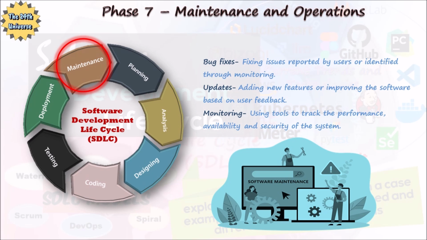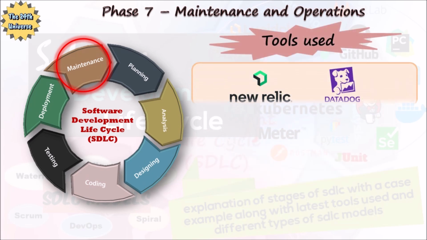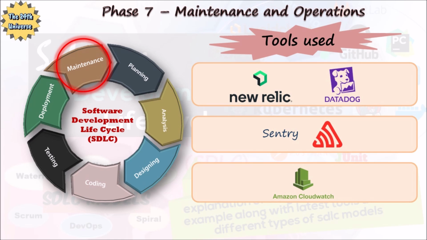of the system. The different tools used here are New Relic or Datadog for performance monitoring, Sentry or LogRocket for error tracking, AWS CloudWatch for monitoring and cloud-based deployments.